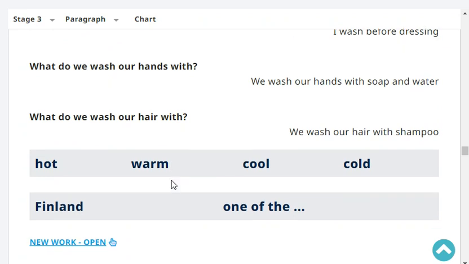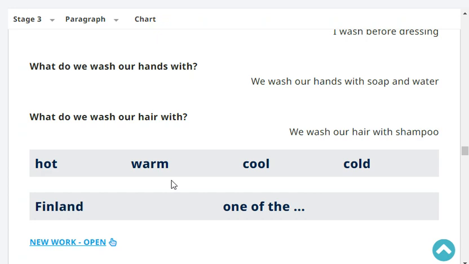What do we wash our hands with? We wash our hands with soap and water. Very good.